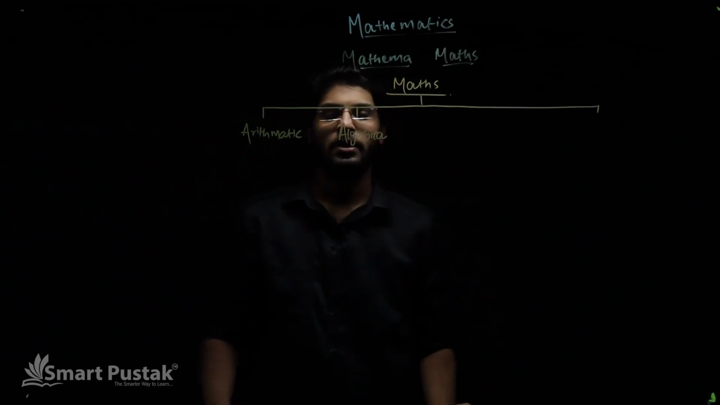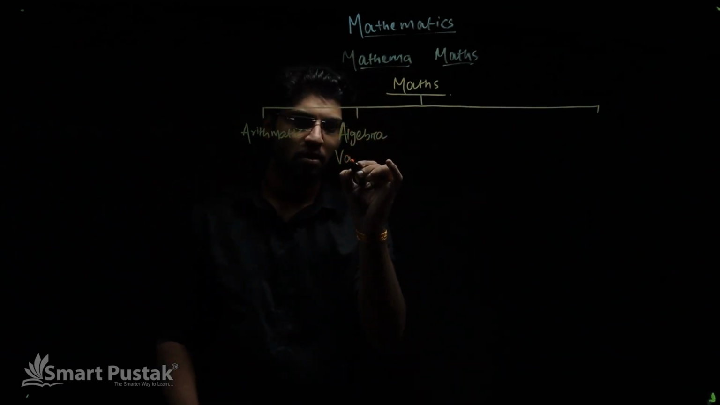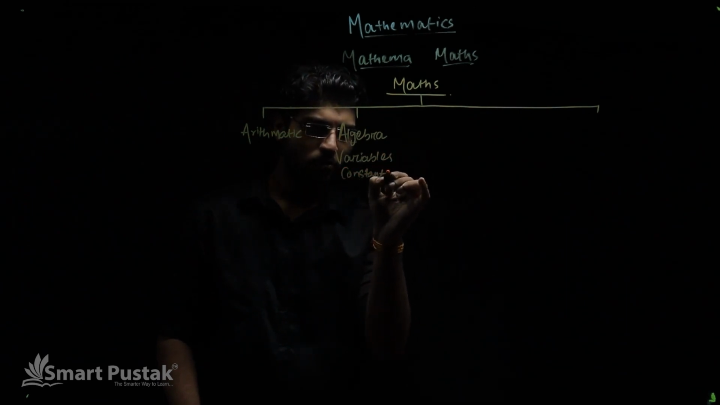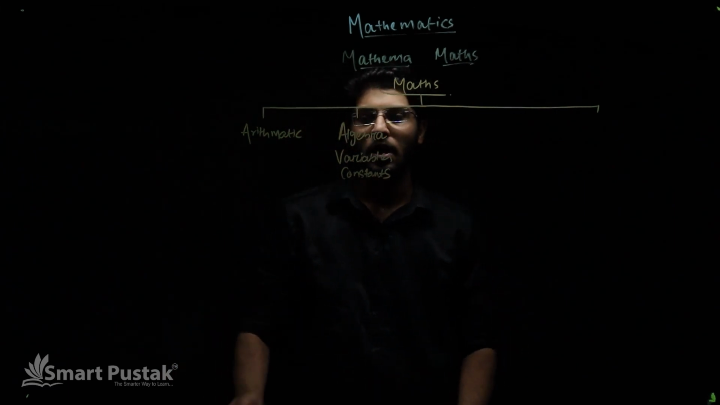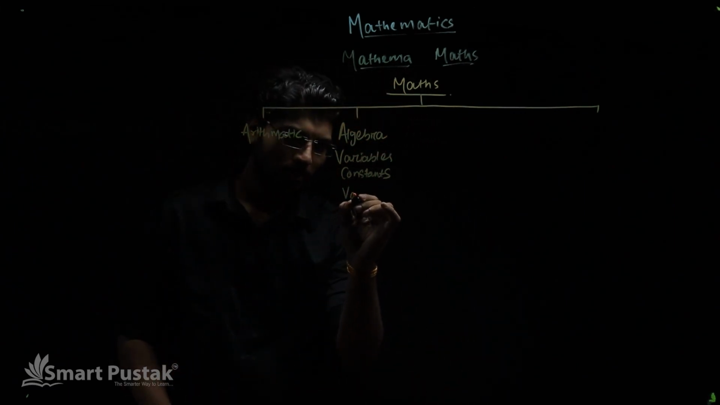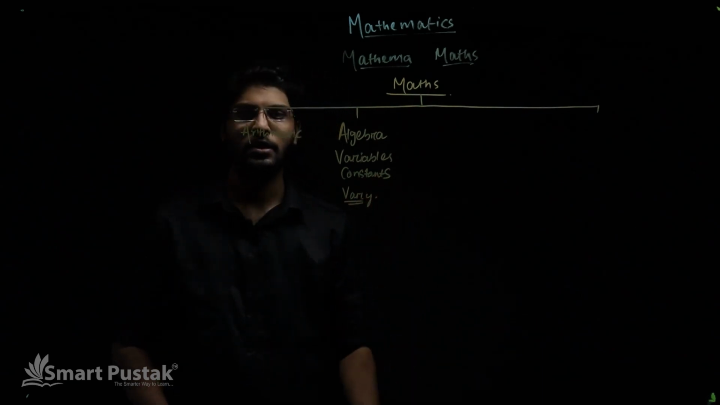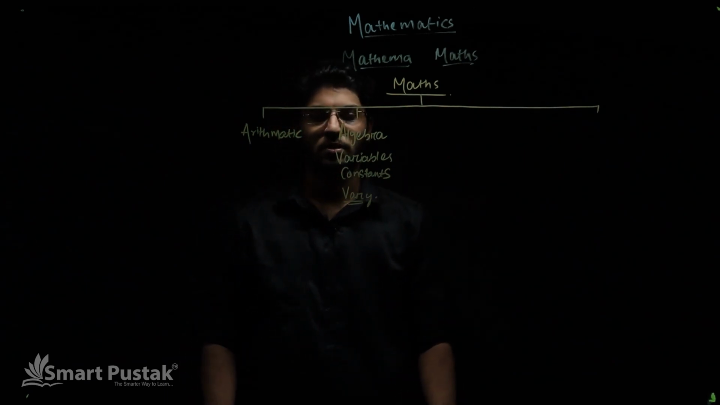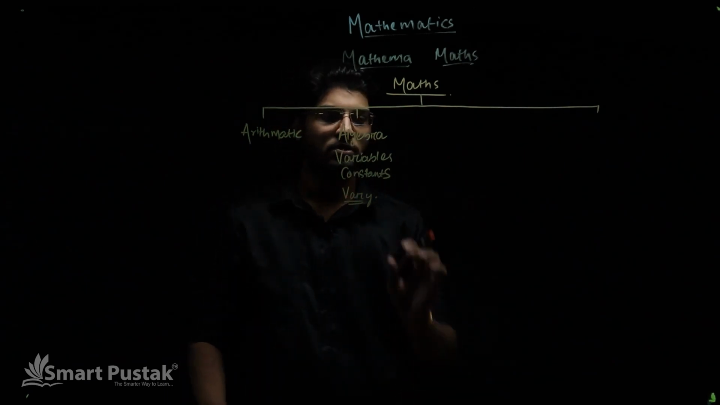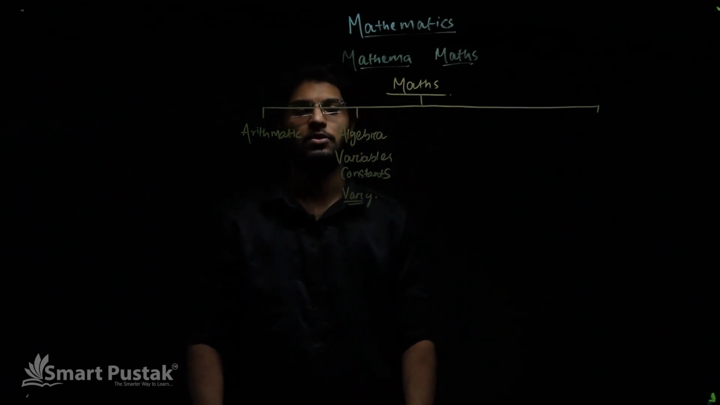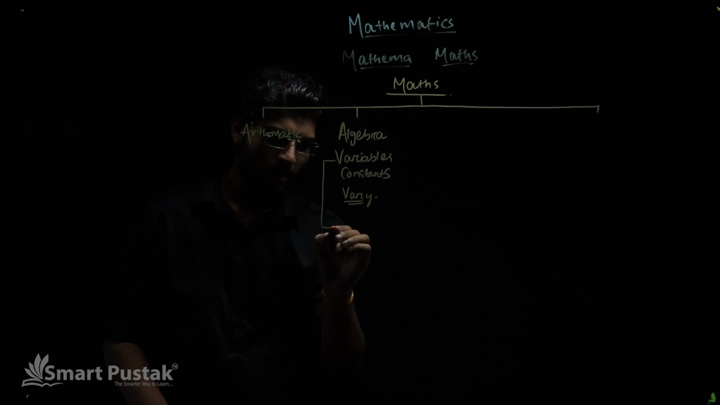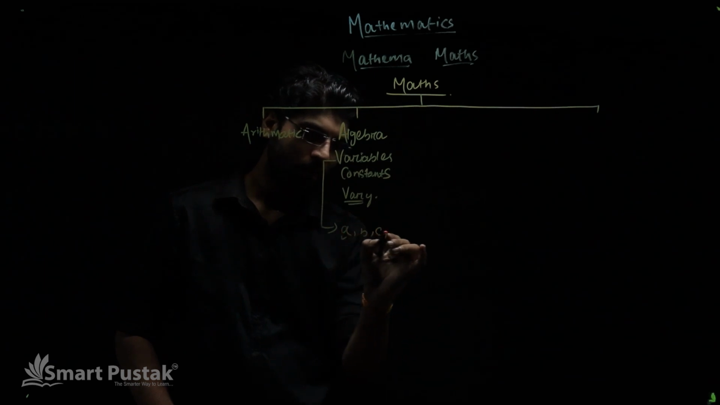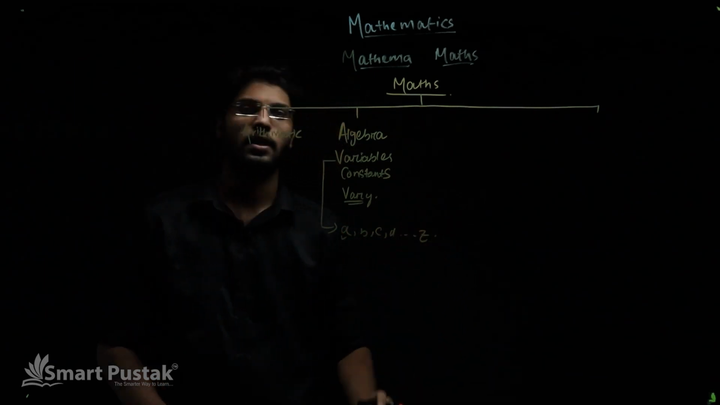Algebra is the branch of mathematics that consists of variables and constants. Now the question is, what are variables and what are constants? Variable comes from the word vary. What does vary mean? It means it will change from one person to another, or from one situation to another. Constants are the values that remain constant throughout. They never change. For example, variables can be represented as small letter alphabets starting from a, b, c to z.